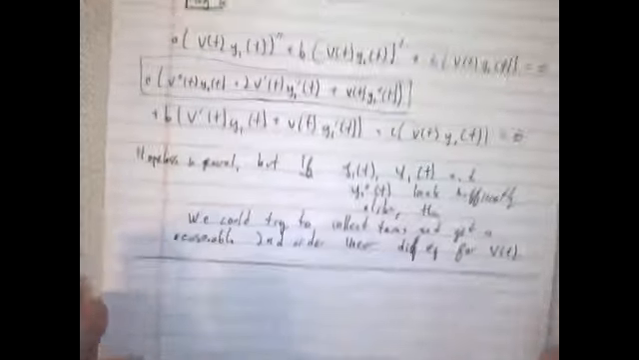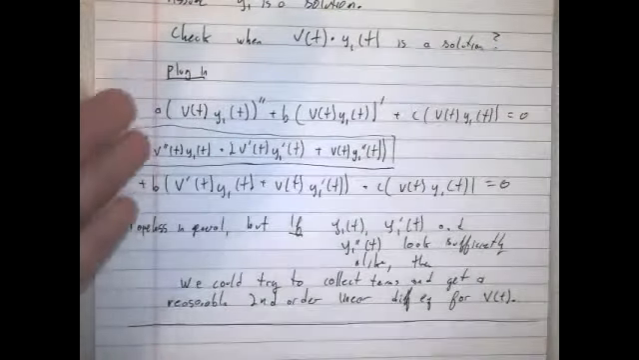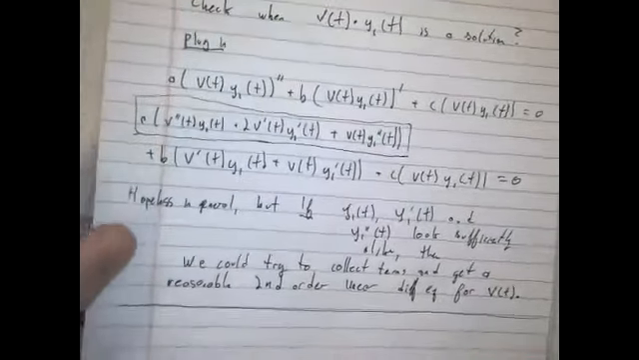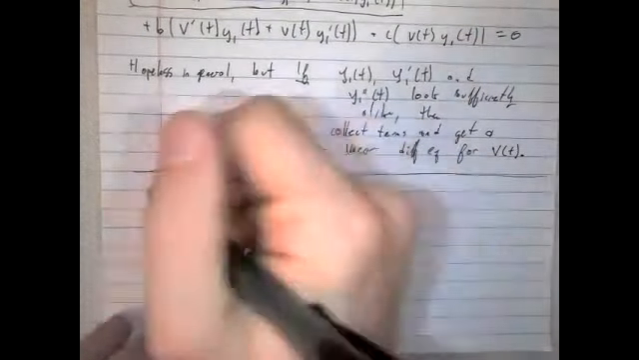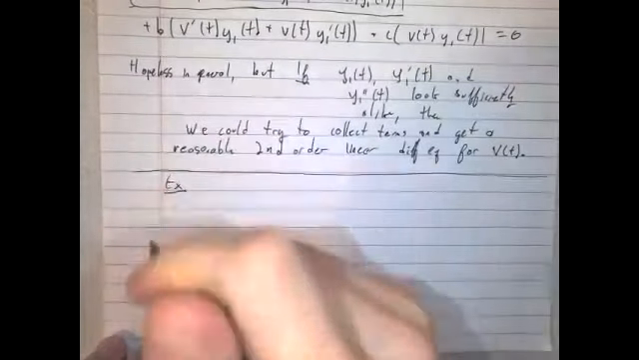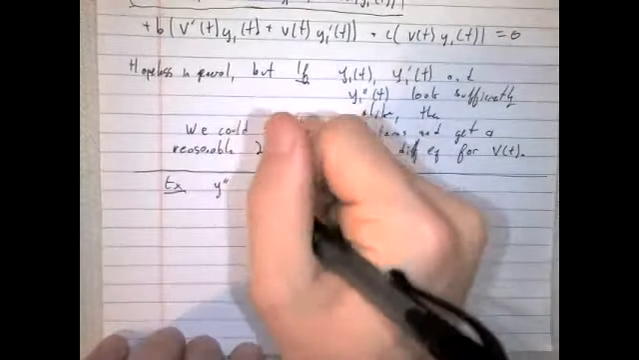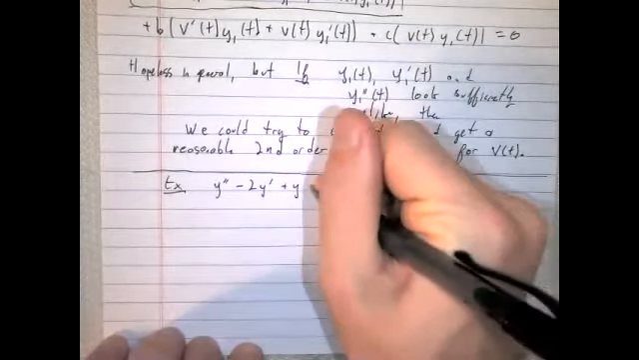And once again, I want to reinforce how naive this idea is. This is like the most basic thing to try, and it almost never works. But for these special simple differential equations, it happens to work. So here's an example. Let's consider y double prime minus 2y prime plus y being equal to 0.